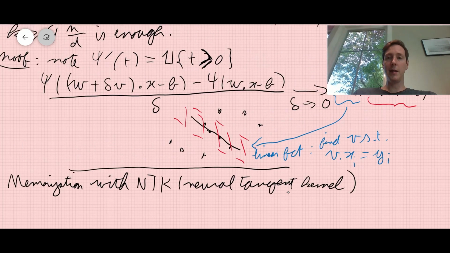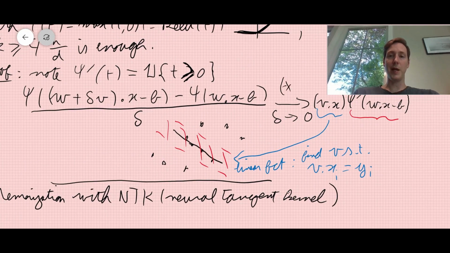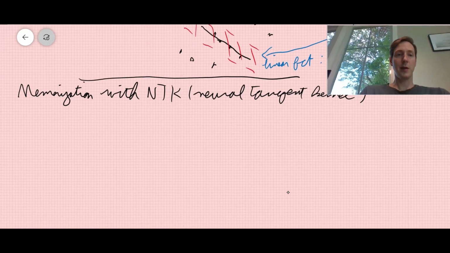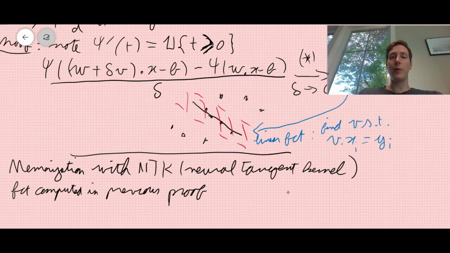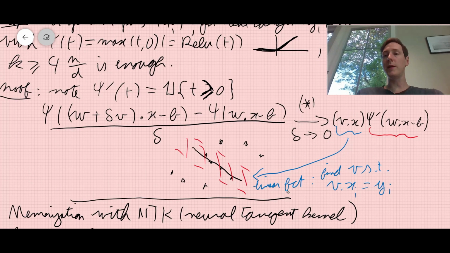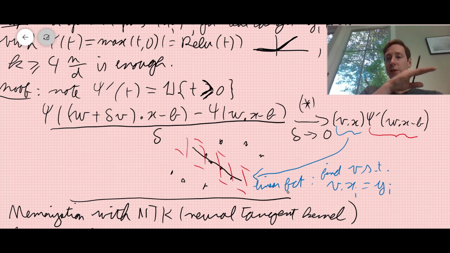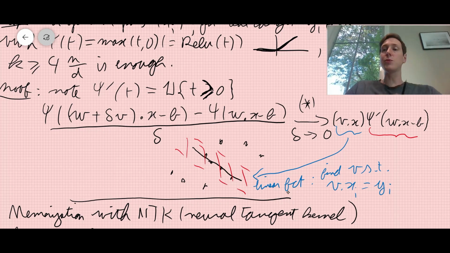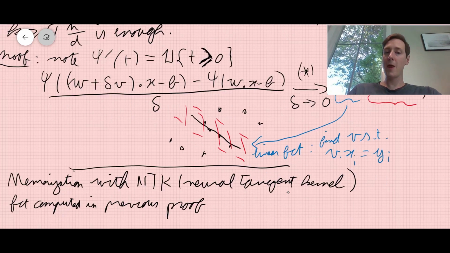So let me revisit this network that we've built here, the function computed in the previous proof. Notice that for a ReLU network, this limit when delta goes to 0 is in fact an equality for delta small enough on any finite set of points. This is because ReLU is piecewise linear. So you don't need delta to go to 0. This is going to be true for delta small enough. But it doesn't really matter.